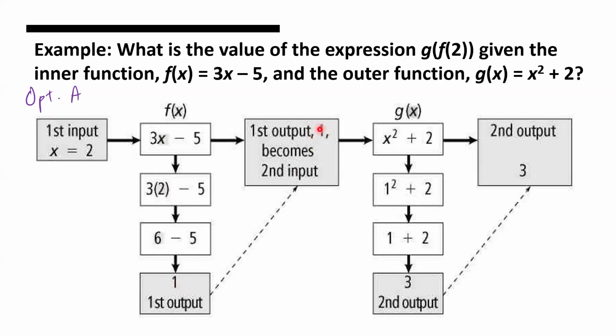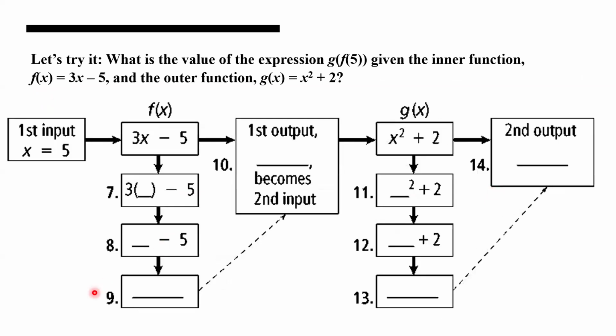Now we're going to take that 1 and plug it into g of x. So everywhere there's an x in g of x, it now becomes a 1. 1 squared is 1. 1 plus 2 is 3. So our final output is 3. Yes? All right. Not that bad. Here we go. So here's our turn.